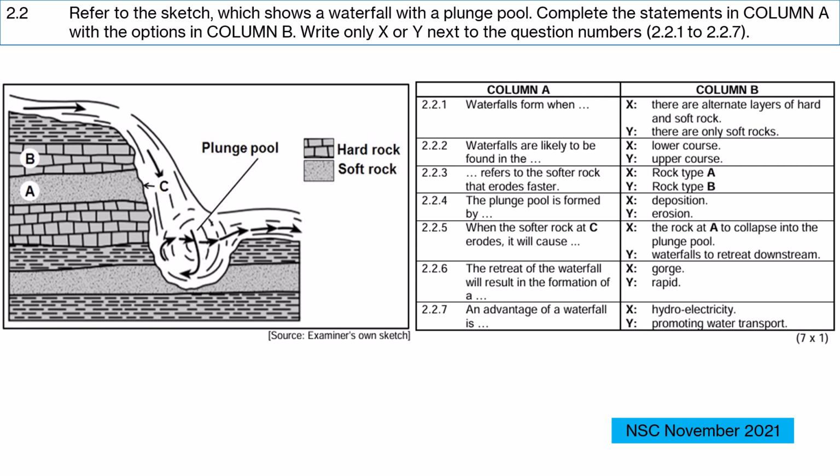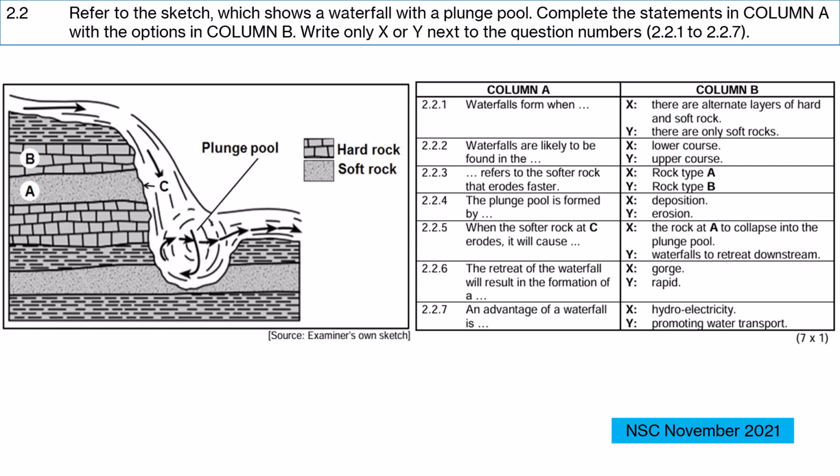2.2.2, waterfalls are likely to be found in the upper course. Y is the option because in the upper course, erosion is dominant and waterfalls are examples of erosional fluvial landforms. 2.2.3, what refers to the softer rock that erodes faster? In the diagram, it would be X, which represents rock type.